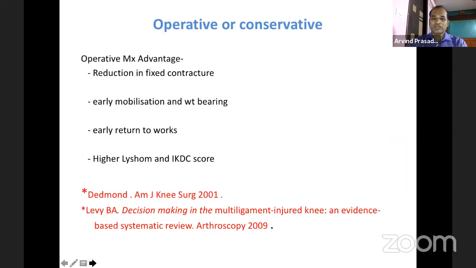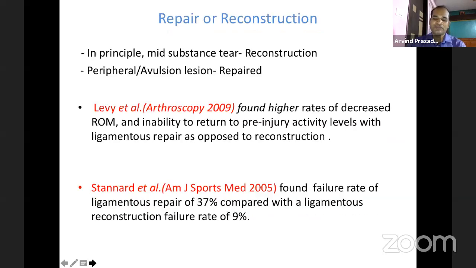So about whether it should be treated operatively or conservatively, there are a lot of advantages of the operative management, like reduction in the fixed contracture, early mobilization and weight bearing, and early return to work. And the study says there is a higher knee score in comparison to the conservative management. At the same time, which ligament should be repaired and which one should be reconstructed?